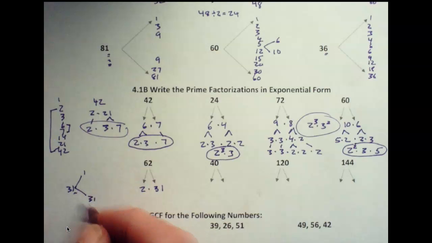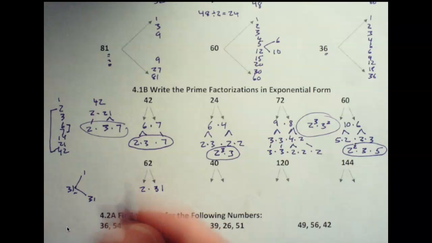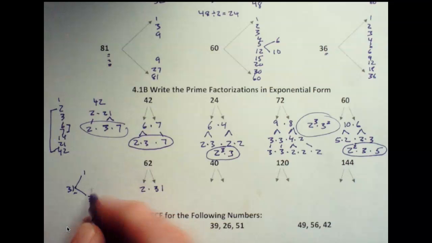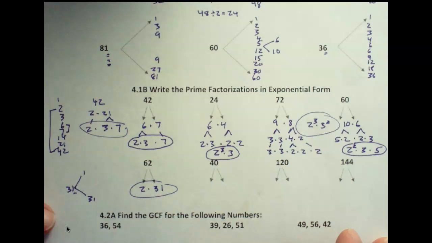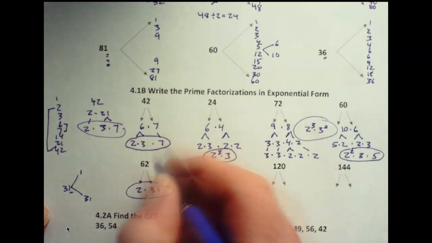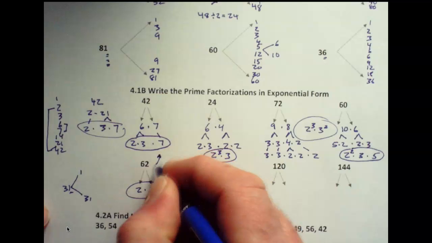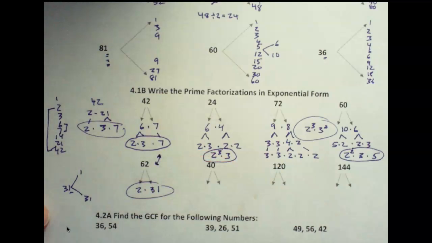12 won't go in there because 12 goes into 36. 13 won't go in there because 13 goes into 26. 14 won't go in there because it goes into 28. 15 won't go in there because it goes into 30. And 16 won't go in there because it goes into 32. Once you get over halfway, you can stop looking. This is a prime number, 31, and we can't write it in exponential form. That is the answer right there: 2 times 31. Kind of like this one right up here. These two both didn't have any exponents in their answers.